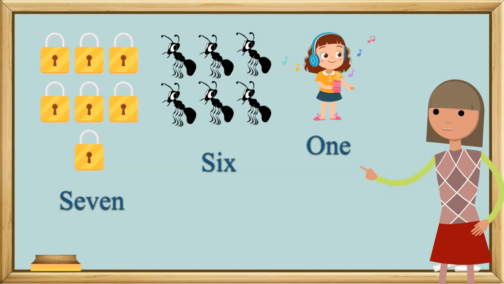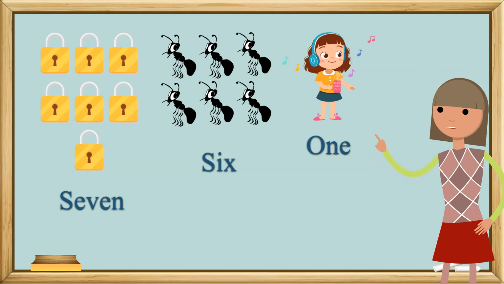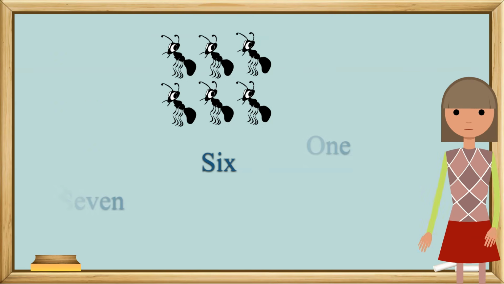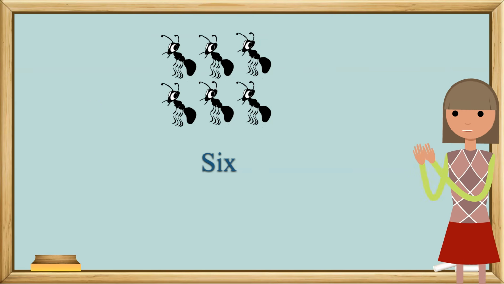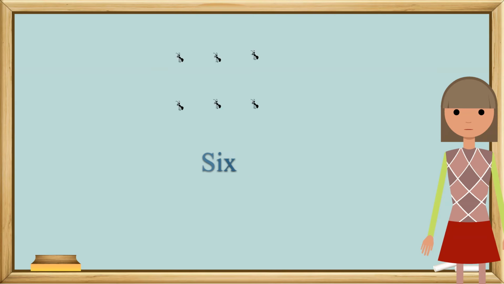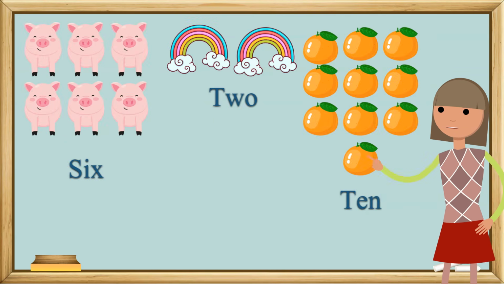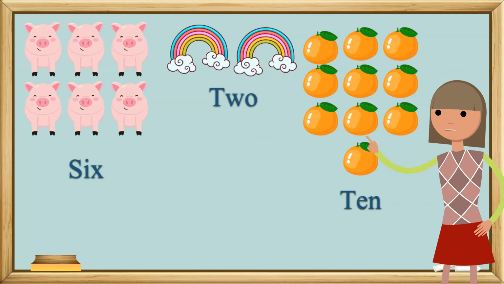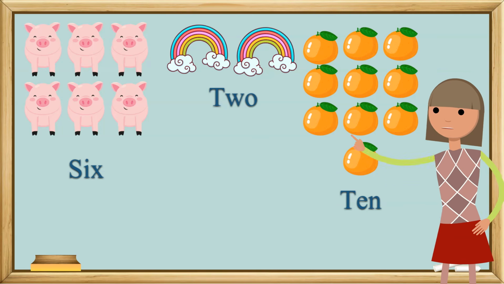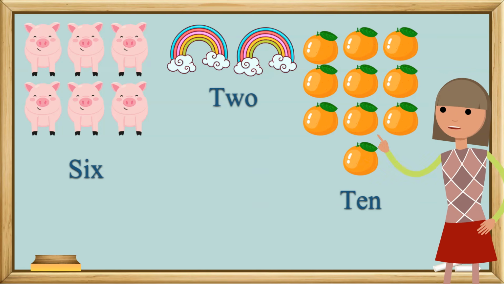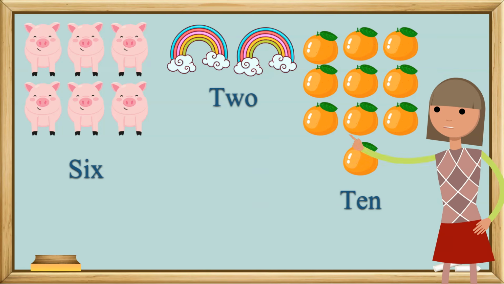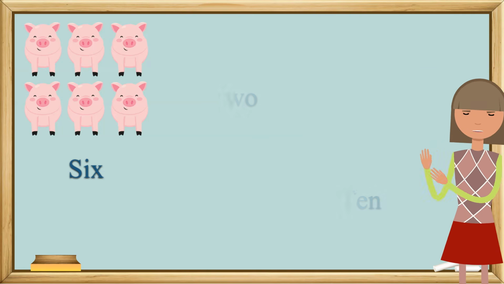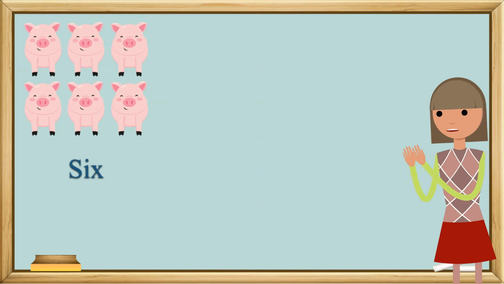Let's try the ends. 1, 2, 3, 4, 5, 6. Yes, we count them correctly. Good job. Let's try again. Where do you see 6 things? 6 pigs, 6 rainbows, or 6 oranges? Very good. 6 pigs.